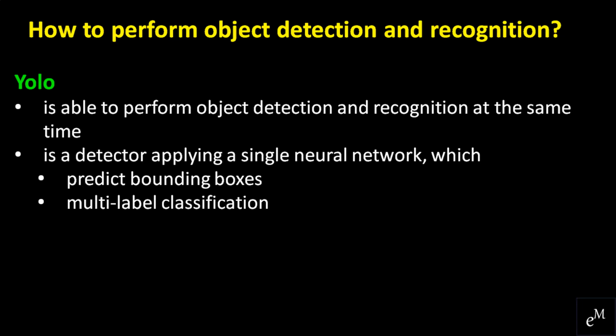YOLO is a detector applying a single neural network to a full image. The network predicts bounding boxes and probabilities for different regions of the image, and the bounding boxes are weighted using the predicted probability. It predicts detections across three different scales, and for each bounding box, the class which it might contain is predicted using multi-label classification.